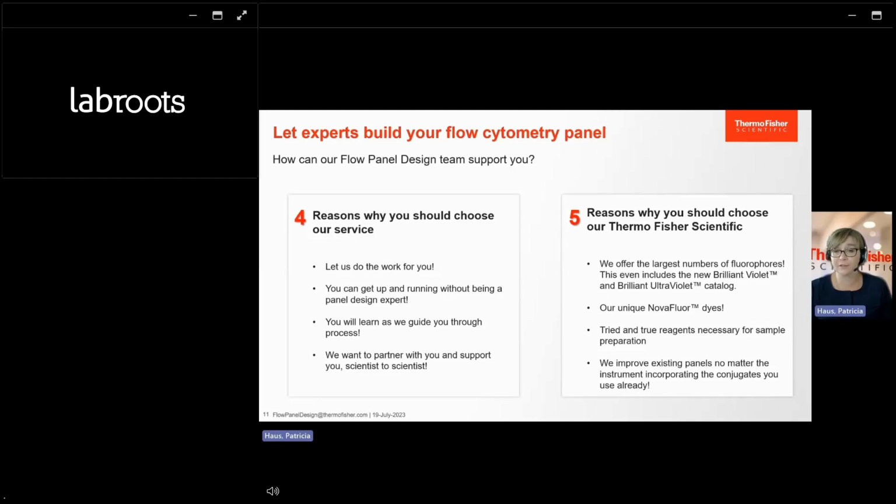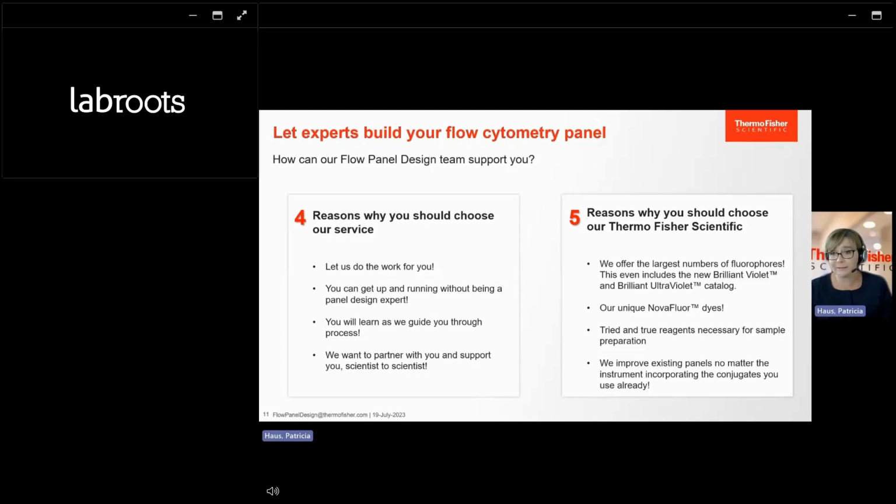What we want to ensure is that you're doing the best experiment you can do under the optimal circumstances. And what we offer is scientist-to-scientist support. Thermo Fisher Scientific, on the other hand, offers the largest number of fluorophores, including unique brilliant dyes, but also our NovaFluor dyes.